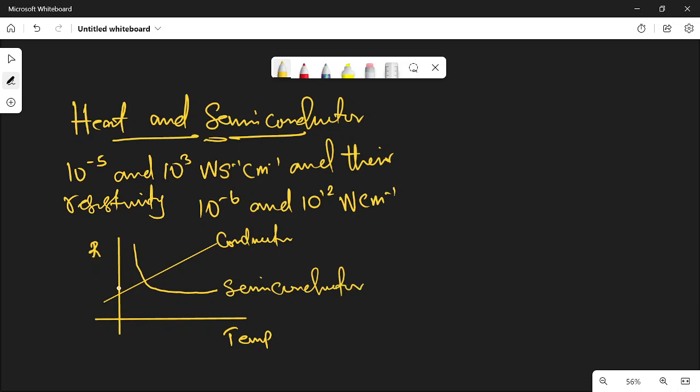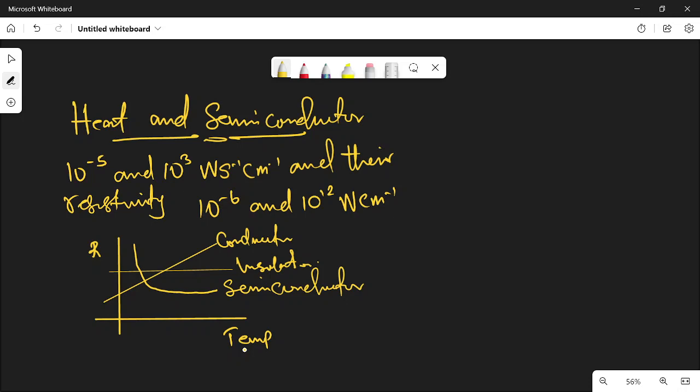And what is it called? Insulator. For an insulator, you have it like this. If it is an insulator, you just have it the same. The resistance is constant irrespective of the temperature. If you increase the temperature or decrease the temperature, for an insulator it remains the same.